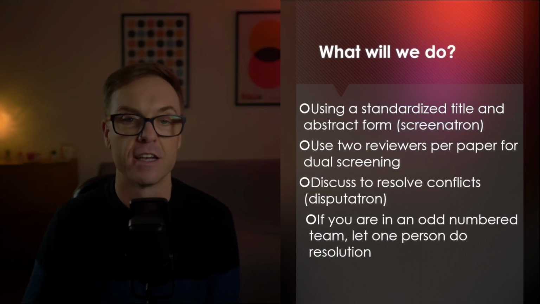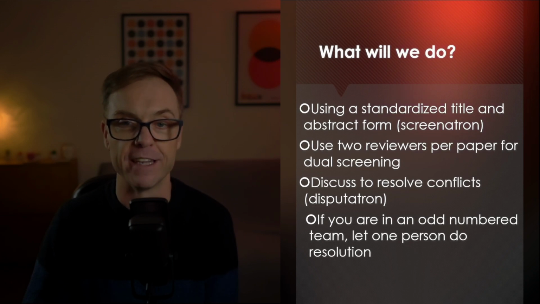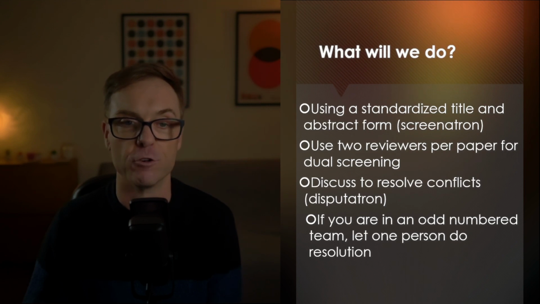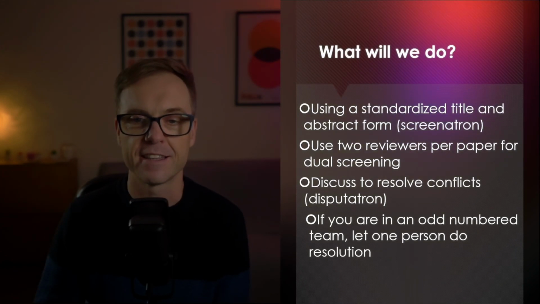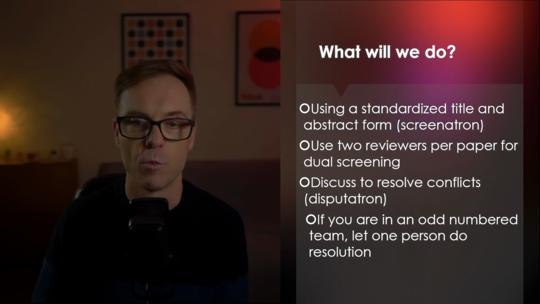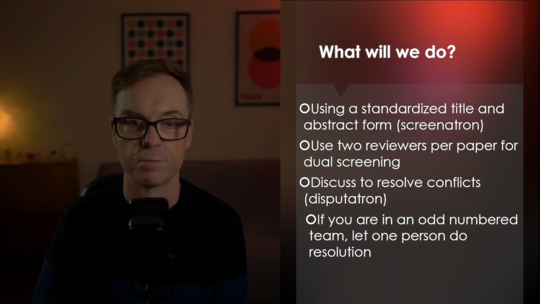What will we do? We're going to use a standardized title and abstract form in the name of some software called Screenatron that's part of a set of tools called the SR Accelerator. We're going to use 2 reviewers per paper, so it's going to be dual screening of all papers. When we've undertaken that screening, we'll discuss those abstracts where there was disagreement and resolve conflict using a tool called Disputatron.